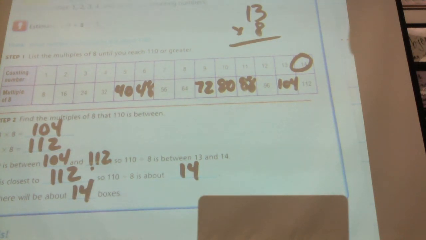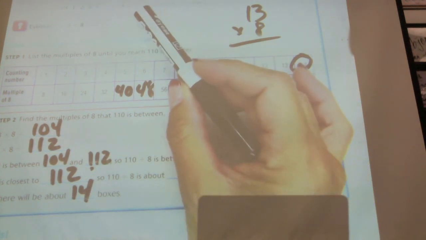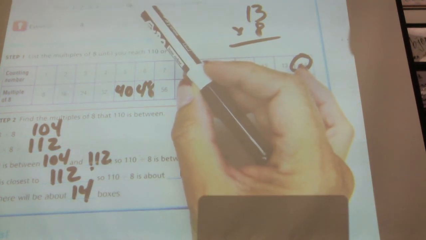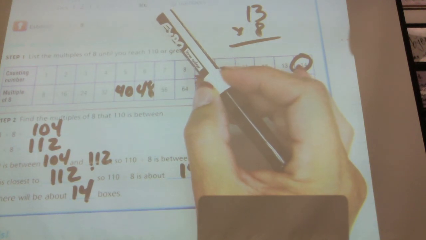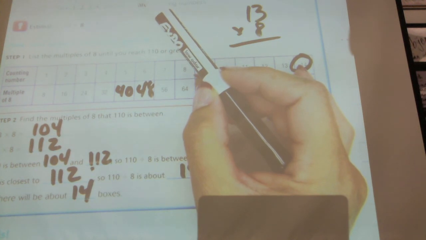Now, I want you to think about this again. If the bakery made 110 pumpkin muffins and they were going to send them to our class and they needed boxes, how many boxes would they have to send? Would 13 be good enough? No. Why would 13 not be good enough? Who can explain that? Haley.